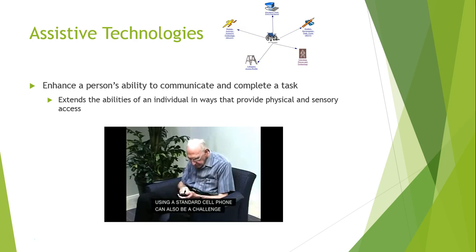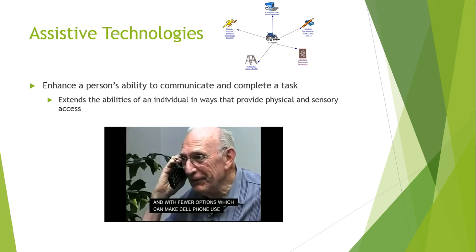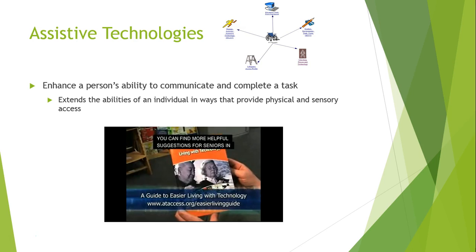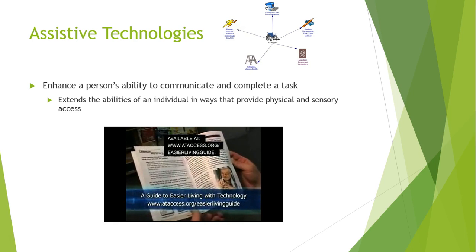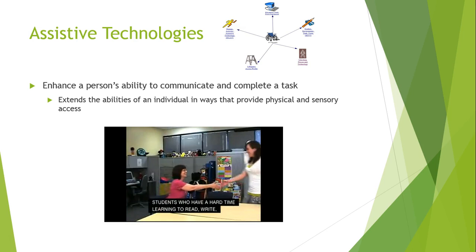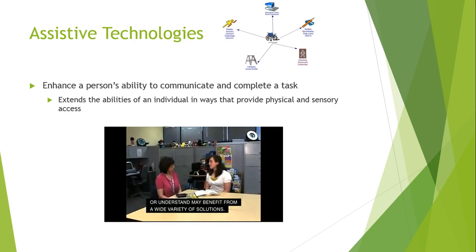Using a standard cell phone can also be a challenge for some individuals. There are now models available with larger print and keys, and with fewer options, which can make cell phone use much less frustrating. You can find more helpful suggestions for seniors in A Guide to Easier Living with Technology, available at www.ataccess.org/easierlivingguide.